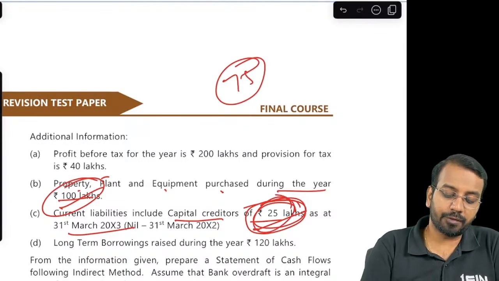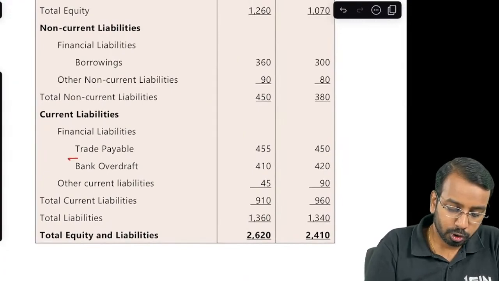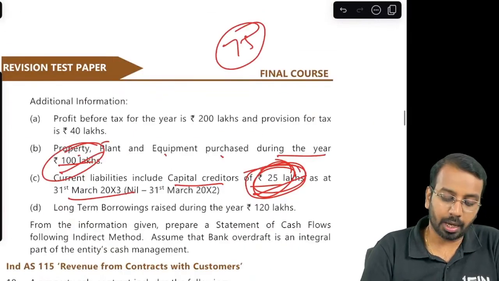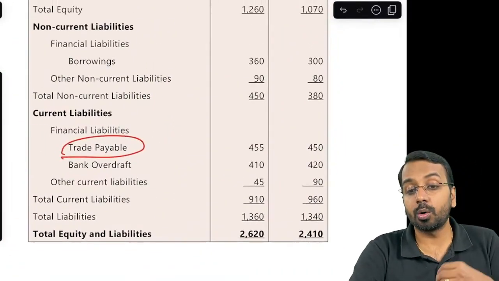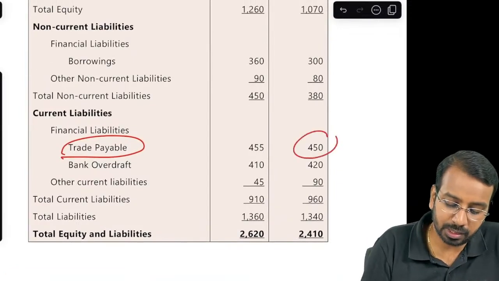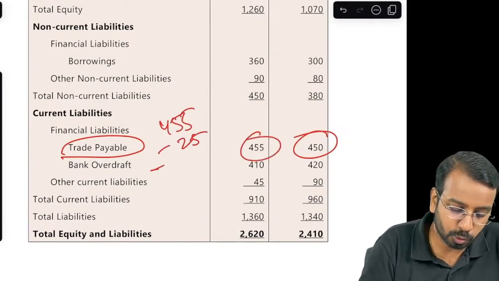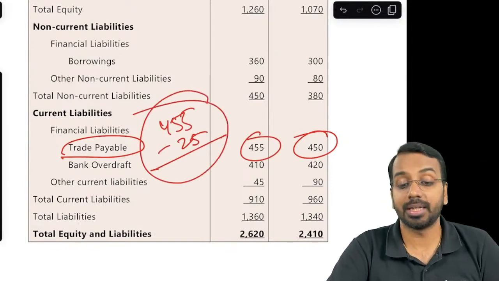And this 25 lakhs of creditors, I think it's there in trade payables. Yeah, trade payables. When you do the adjustment, you have to exclude that 25. So basically, this is 450, this is 455. Out of this 455, 25 is towards capital creditors. So we will exclude these capital creditors and do the calculations.